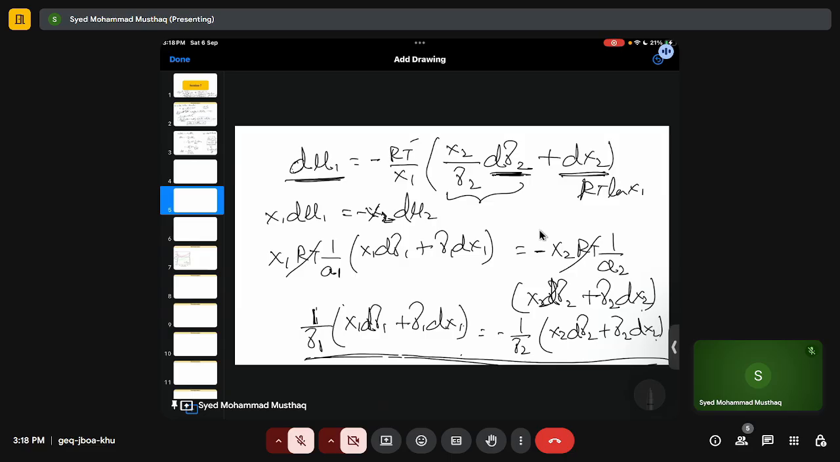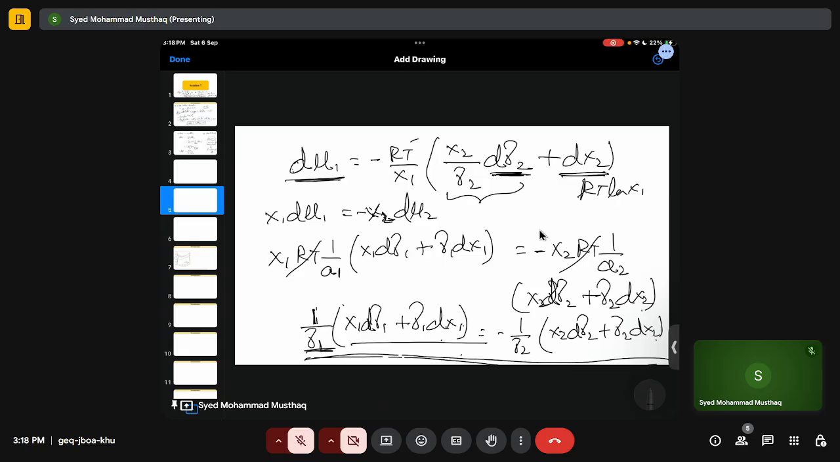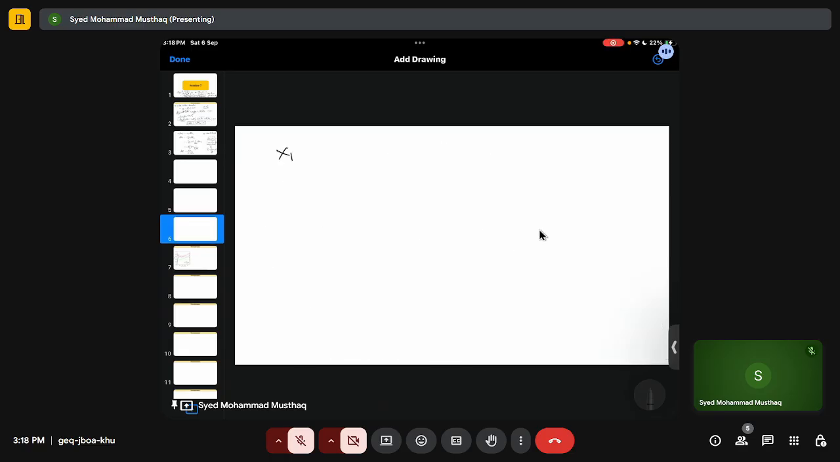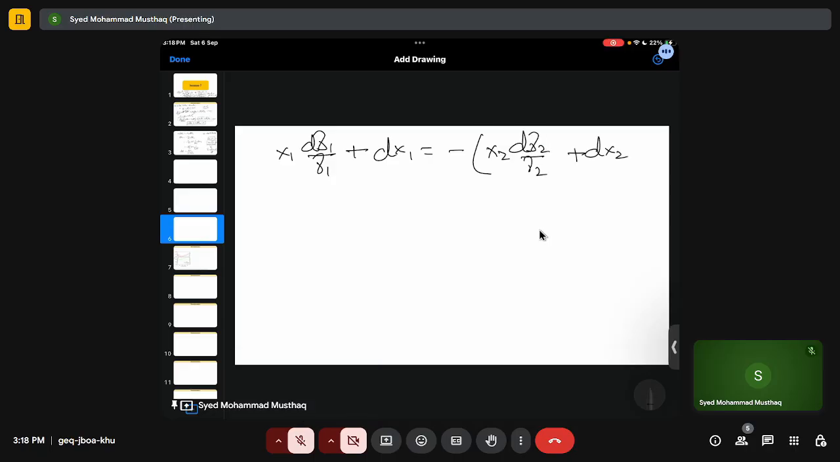So what will get cancelled when I multiply with this? So I will have dx1. I will multiply this with this. Then first I have x1 d this, plus dx1, the same x2, plus dx2, and we know dx1 equals minus dx2, right?